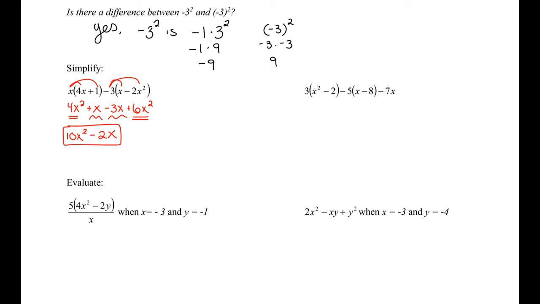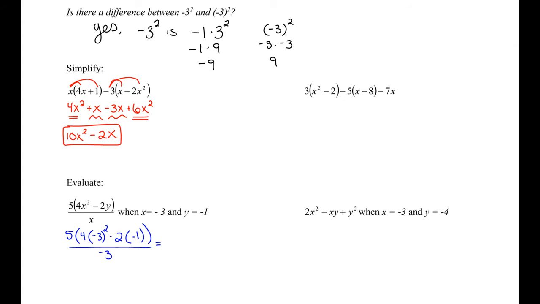We're then going to go down and look at the evaluate problem. We're doing this when x is equal to negative 3 and y equals negative 1. That means in this problem, whenever you see an x, you're going to replace it with a negative 3. And whenever you see a y, you're going to replace it with a negative 1. So all I've done is recopy down the problem and replace the variables.